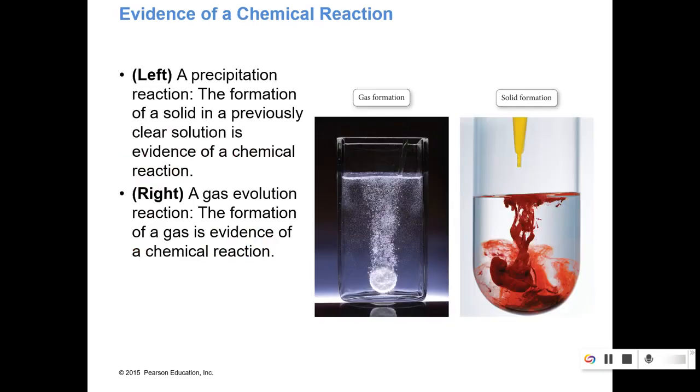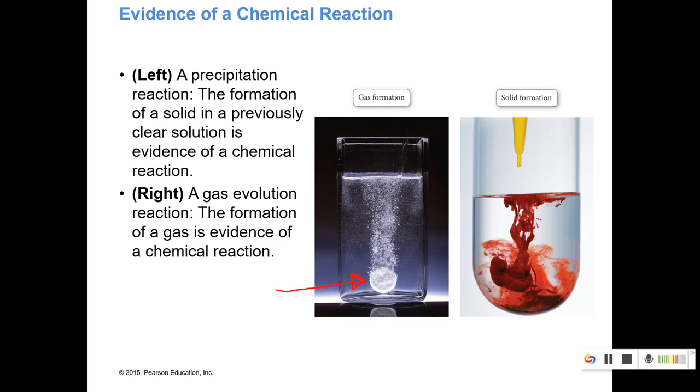Absorption or emission of heat. So here in this one, we're just looking. You can see here, this is our Alka-Seltzer tablet. When you put it in water, it kind of fizzes and bubbles. When that happens, it's creating a new substance.